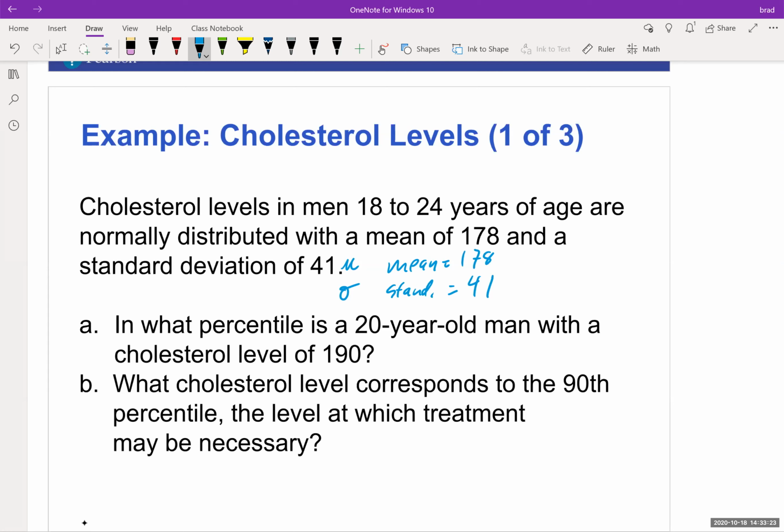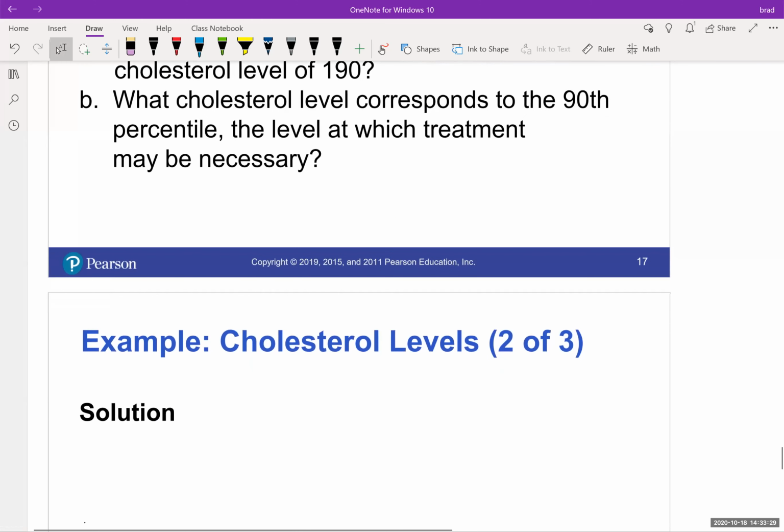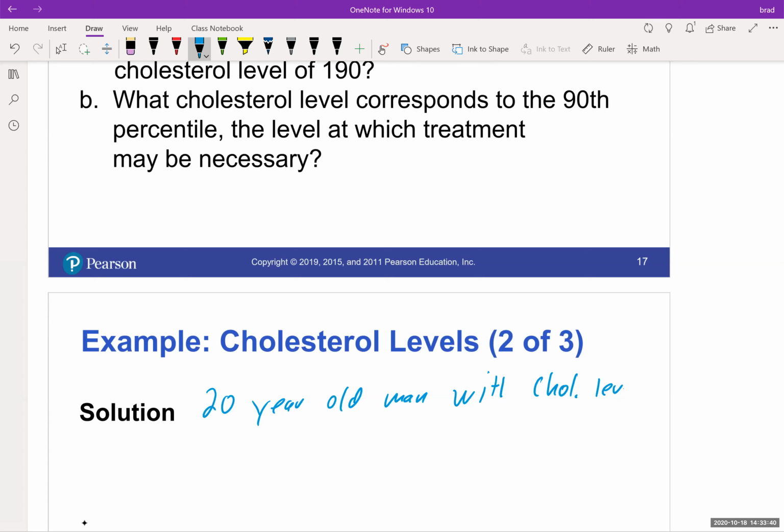So it says, in what percentile is a 20-year-old man with a cholesterol level of 190? So what I'm going to do is write: 20-year-old with cholesterol levels of 190. Okay, so let's do this one first.